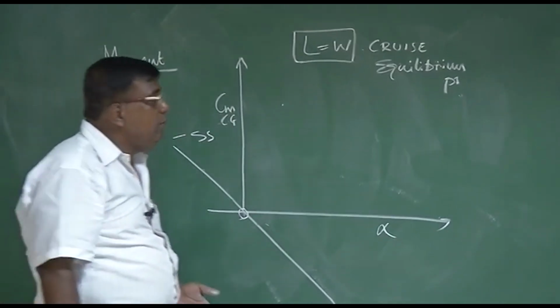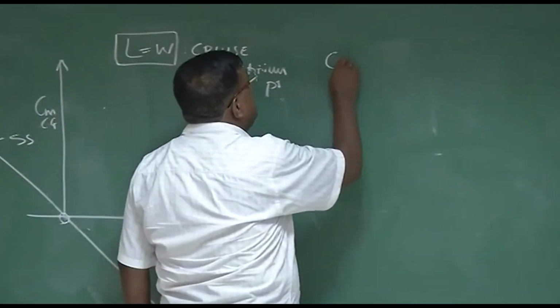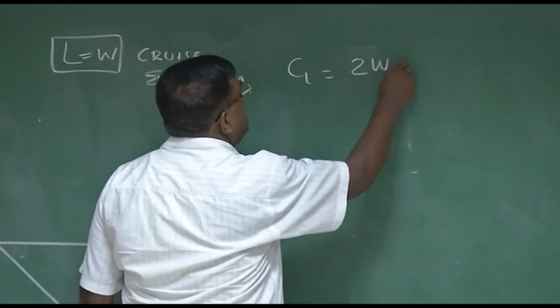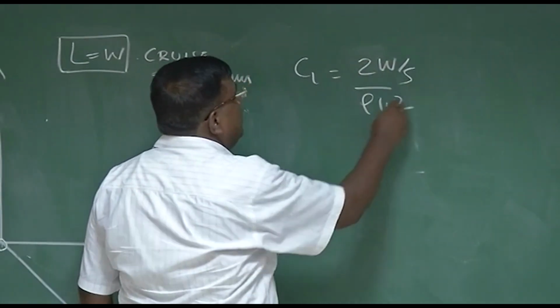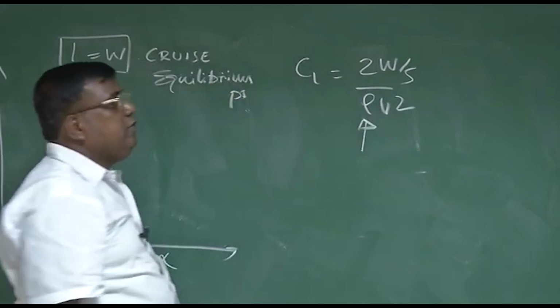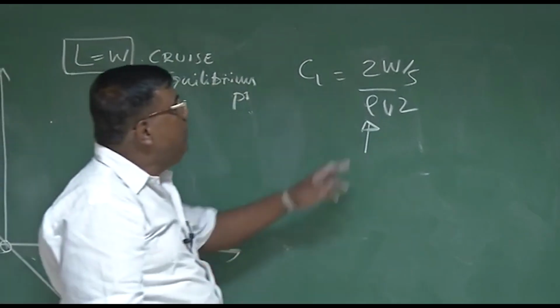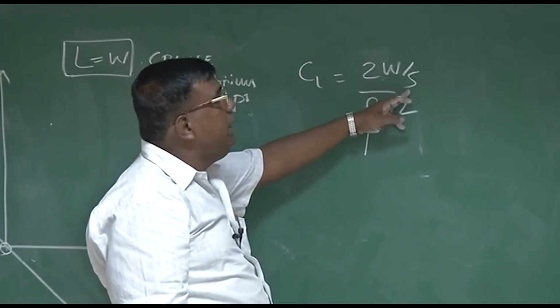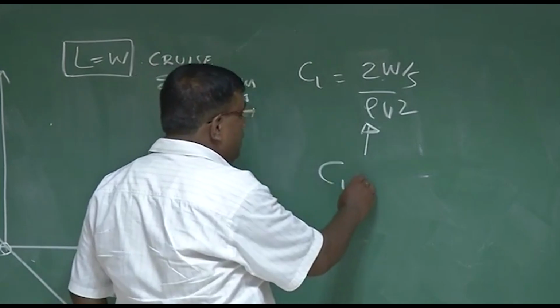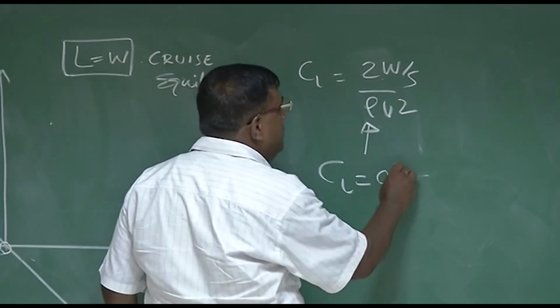And you know, if lift equals weight, what does it mean? It means CL equals 2W by S by rho V square. So whatever altitude you are flying, whatever cruise speed you have, if you know the weight and the wing area, you know what the CL requirement will be. Let's say that CL is 0.2.